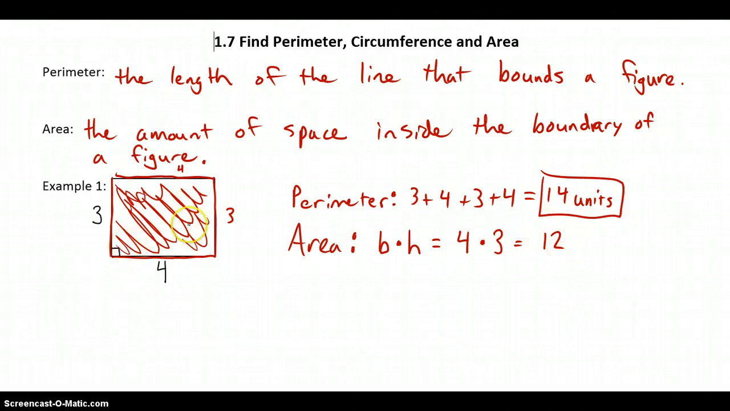And I'm really measuring how many squares fit into it. So I'm going to write my answer in units squared. If it was feet, I would write my answer in feet squared. If it was centimeters, I'd write my answer in centimeters squared. If I don't have anything labeled, it's just units squared.